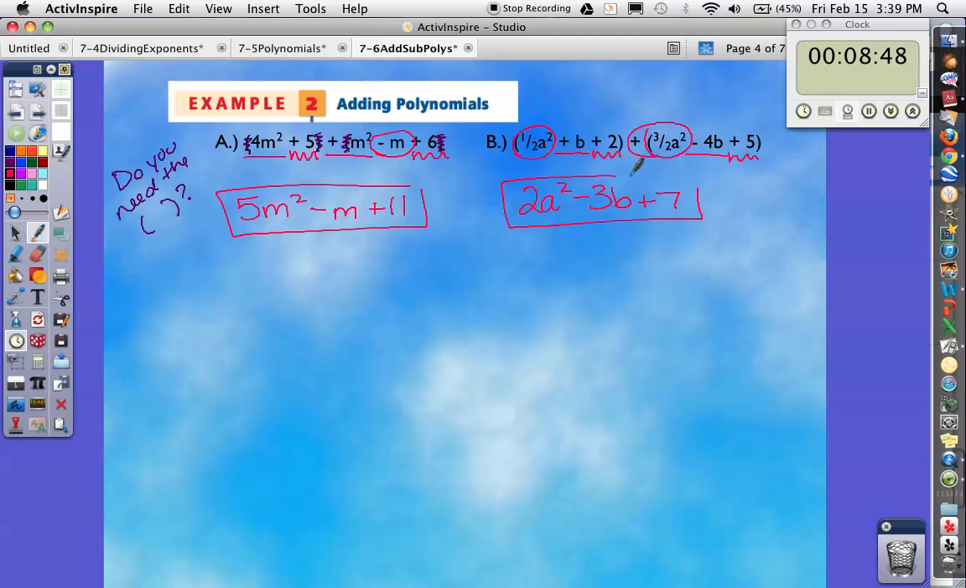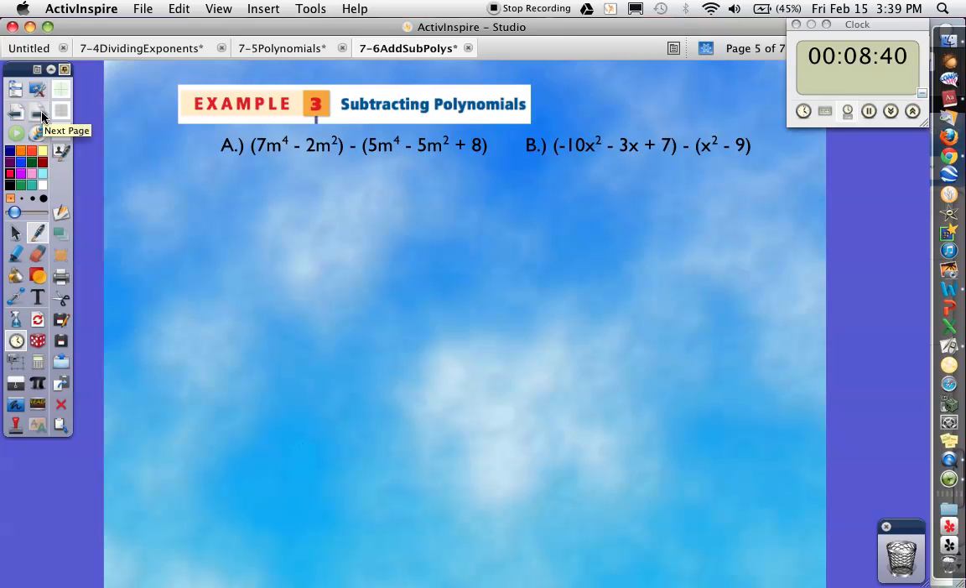Okay? Pretty easy so far. They will get a little harder. Remember, when you're adding, only add like terms. Keep the signs in front of it. All right, subtraction. Now these parentheses matter. If you just drop those parentheses, you're going to be in big trouble because this whole thing is being subtracted.